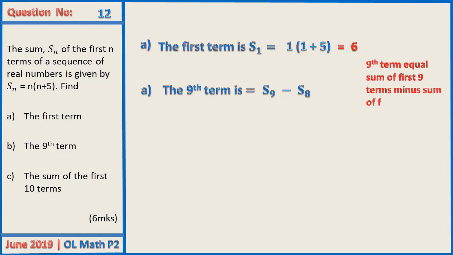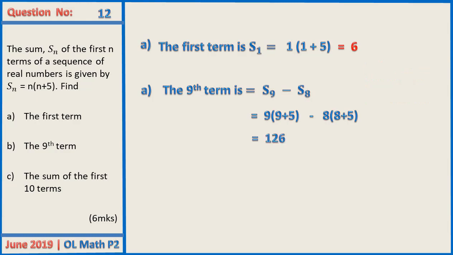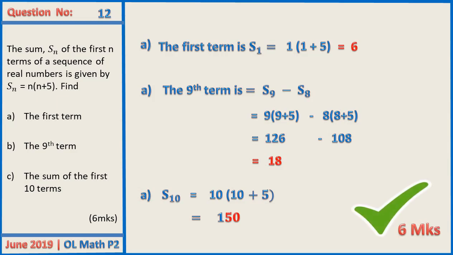The ninth term is the same as the sum of the first 9 terms minus the sum of the first 8 terms. So we look for S9 minus S8. That gives us 9 into 9 plus 5 minus 8 into 8 plus 5. When you simplify, we have 126 minus 108 giving us 18. And C, the sum of the first 10 terms is just S10, which is 10 into 10 plus 5. That gives us 150. 6 marks.